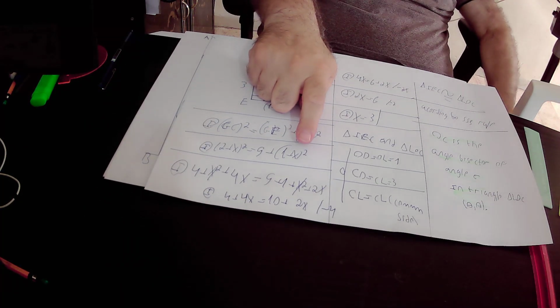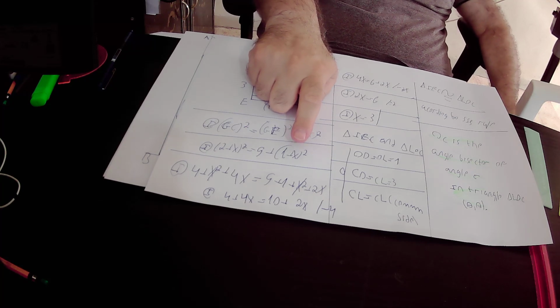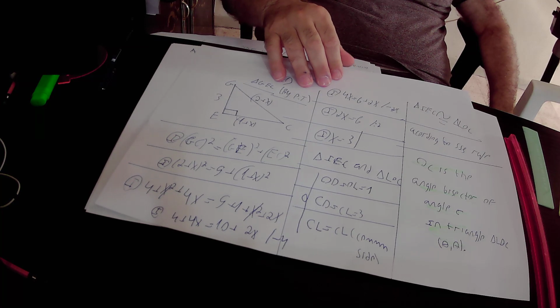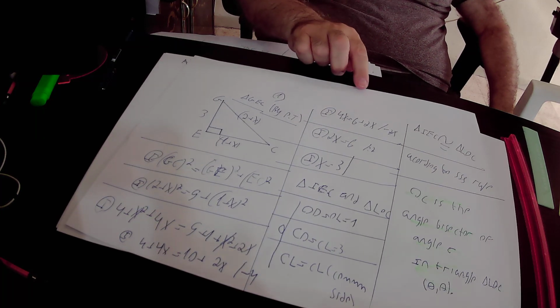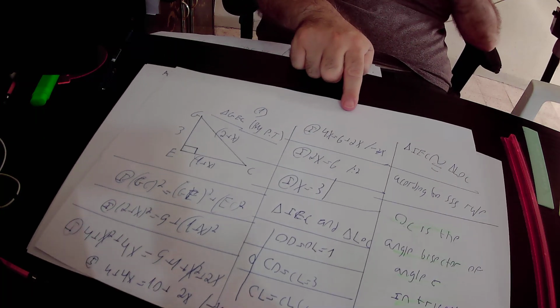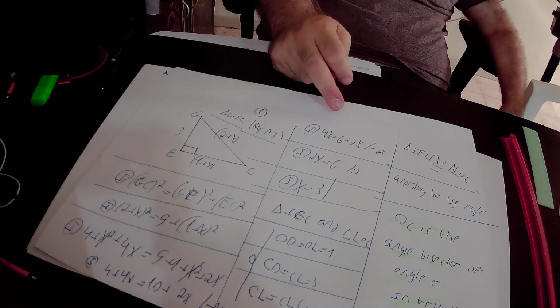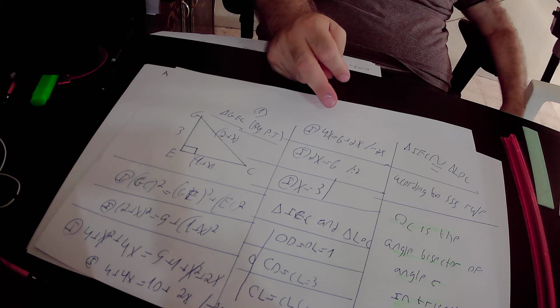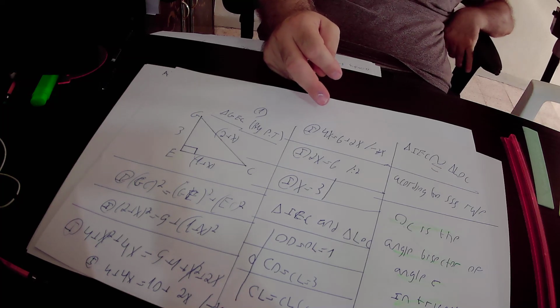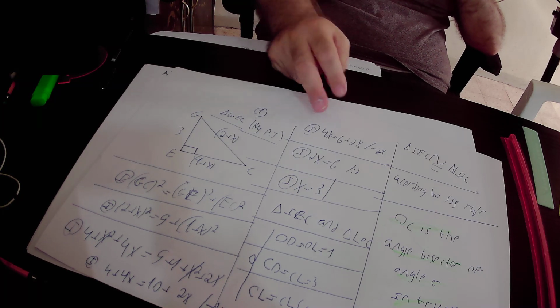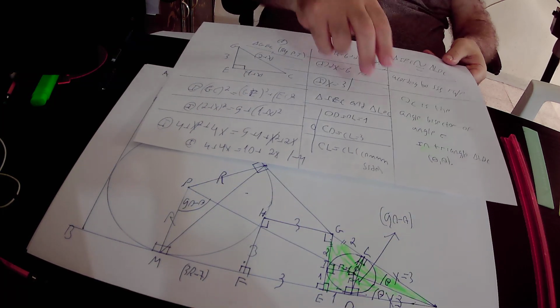And then we subtracted 4 from equation number 1, and we got that 4x equals 6 plus 2x. We subtracted 2x from equation number 1 and found out that 2x equals 6. We divided equation number 1 by 2, and we got that x equals 3 units. Okay, here, x equals 3 units.